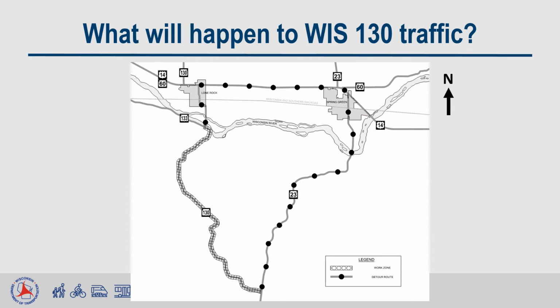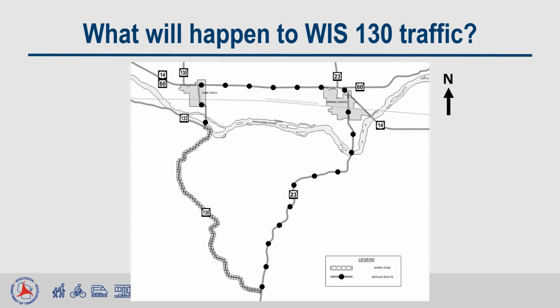The project is scheduled for construction during the 2027 season, or it could be advanced into the 2026 season. Wisconsin 130 is narrow with no paved shoulders, making it difficult for the contractor to perform their work and keep the public and their staff safe. For these reasons, Wisconsin 130 will be closed to through traffic during construction, and a detour route will be posted.